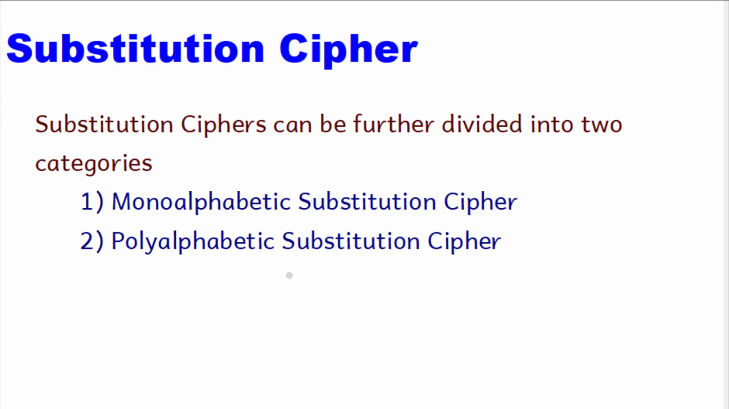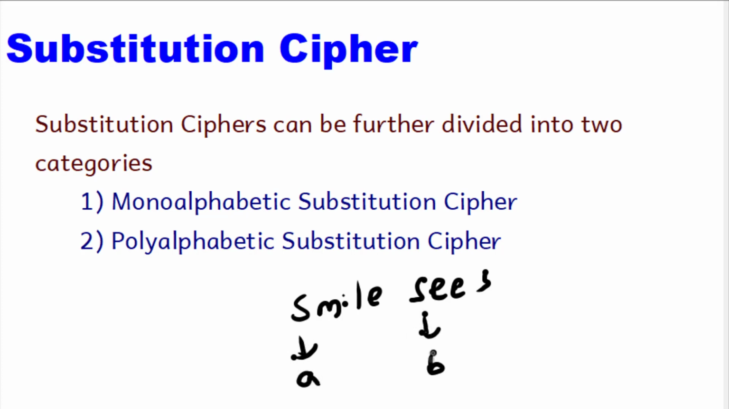Now in the case of a polyalphabetic cipher, there is no one-to-one relationship. Like I am writing this smile sees. For one S, I may substitute A. For another S, I may get B. For this, I may get Z or any other alphabet. So this is not a one-to-one relationship between the plain text character and the cipher text character. I may have 100 S in my plain text, and for that S, I may substitute B somewhere, P somewhere, U somewhere, S itself somewhere.